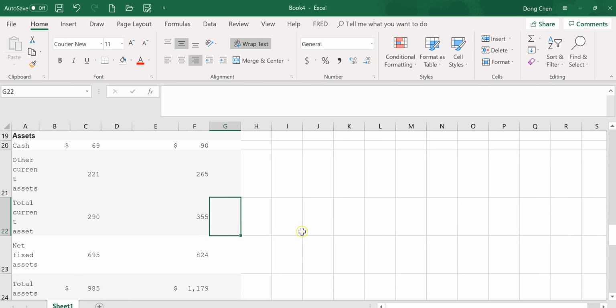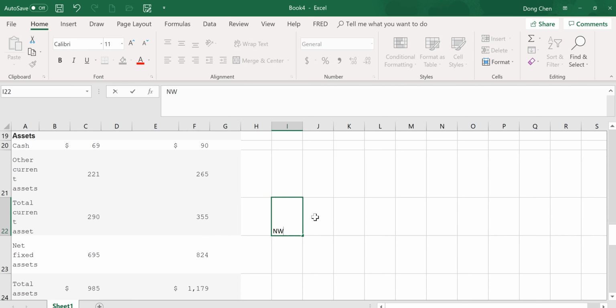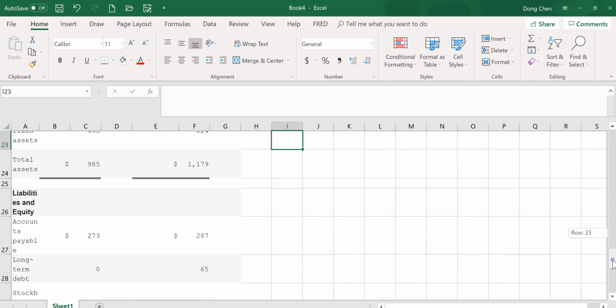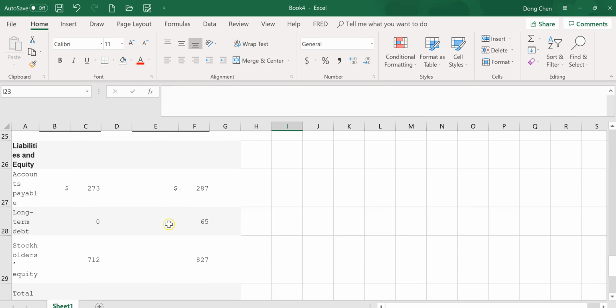And because net working capital is defined to be total current assets minus total current liabilities, right, so that's the definition. Then we also need to calculate the total current liabilities, which is simply accounts payable here because there are no other items in the current liabilities.